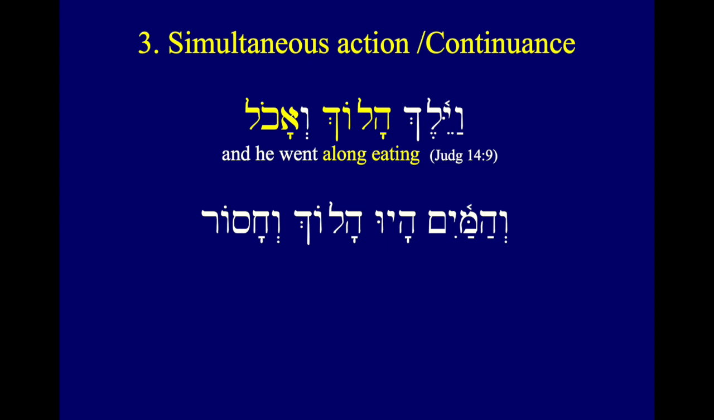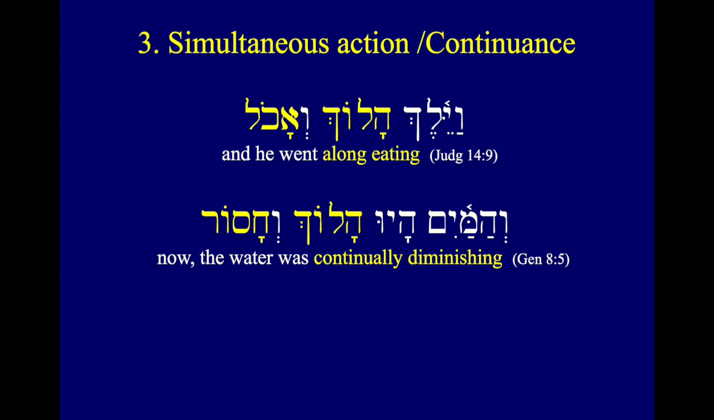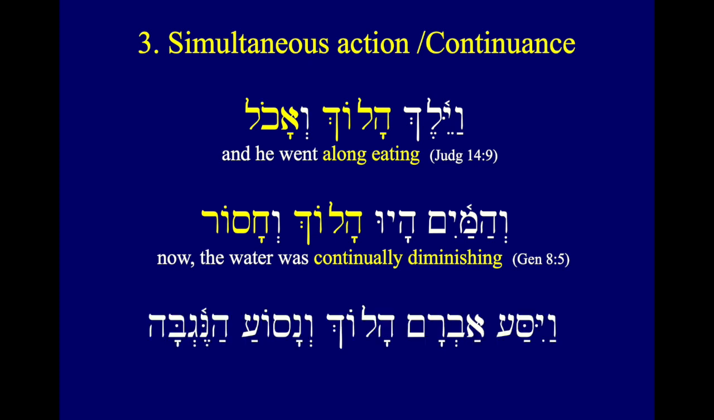So, hamayim, hayu, haloch, chasor. So hamayim, and the water, and then hayu, this is a form of the verb haya, and the water was haloch, to go, chasor, and to diminish. So it was going and diminishing, or the water was continuing to diminish. This is during the Noah story when the waters recede. So chasor, by the way, means to diminish, to decrease. So the water was going on decreasing.